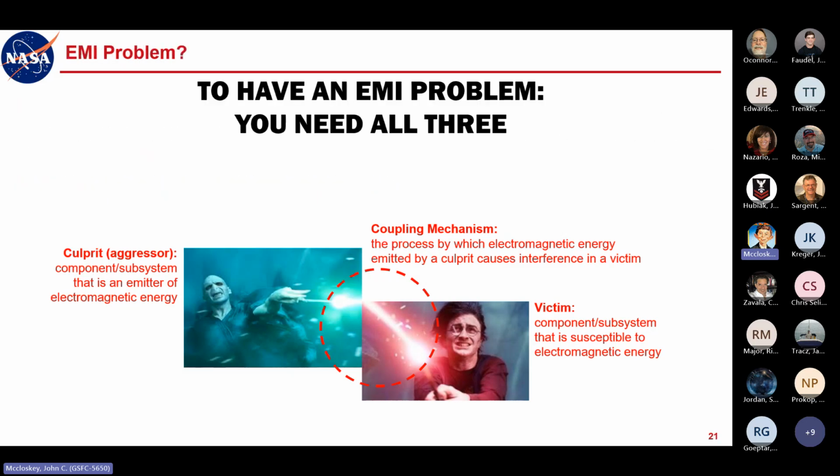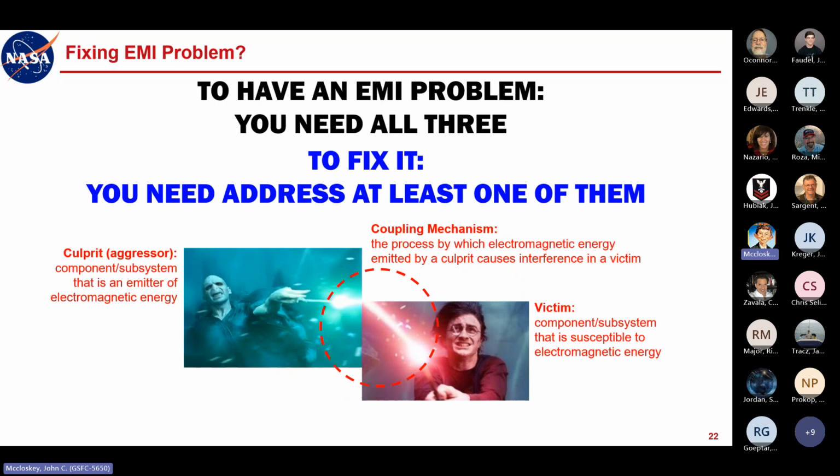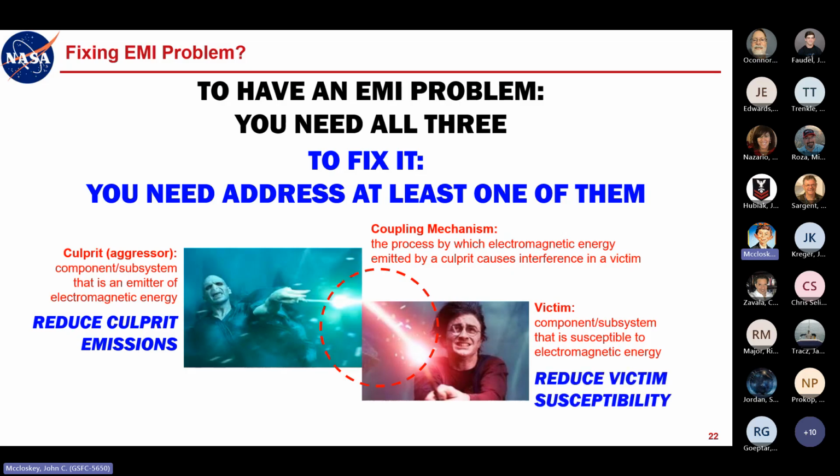So to have an EMI problem, you need all three of these: a culprit, a victim, and a coupling mechanism. And to fix it, you need to address at least one of them. You can reduce your culprit emissions. That's ideal, right? If you can just keep your culprits from being noisy, then you don't have any problems. That's not always practical, but that's ideal. Or you reduce the susceptibility of your victims, you just make them more robust, or you reduce the coupling efficiency. So you've got to do at least one of these.